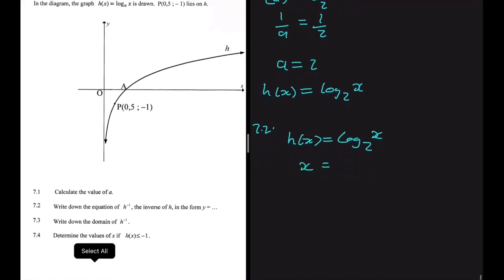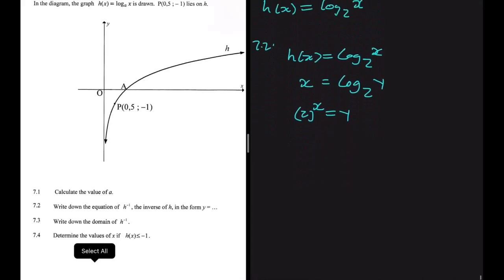We swap in x and y, right? And then log of, instead of x, we're going to put y and then base of 2. So if we solve for y here, we're going to have the equation of the inverse. So if we do that, we're going to get 2 to the power x being equal to y, right? So we have the equation of y. y is equal to 2 to the power of x, and that is the inverse of h. Yes, it is that easy.